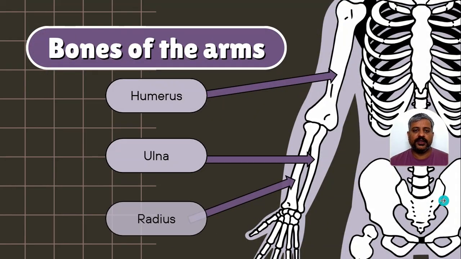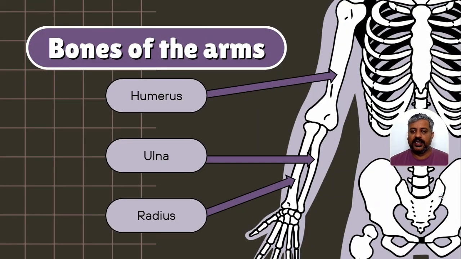Next, moving on, bones of the arms, right? The upper bone of the arm is a single long bone that is called the humerus.